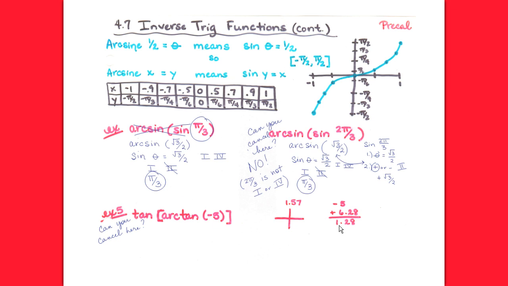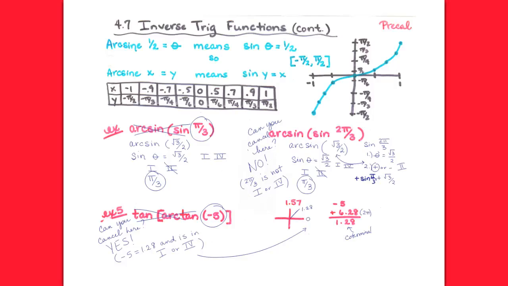So when they said the tangent of the arctangent of negative 5, it's the same thing as if they had said the tangent of the arctangent of 1.28. Now we just have to figure out where 1.28 is. If this is 0 and this is 1.57, then 1.28 has to be in the first quadrant. So can I cancel? Yes, right. Because it is within the designated region of first or fourth, then yes, I can cancel.